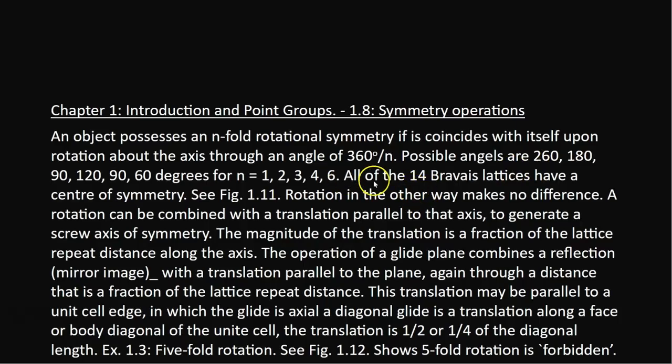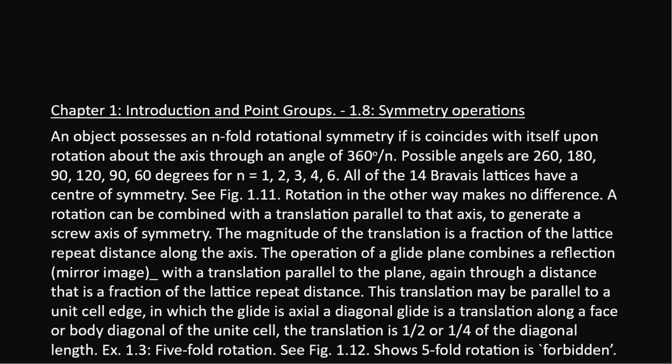All of the 14 Bragg lattices have a center of symmetry. See figure 1.11. Rotation in the other way makes no difference. A rotation can be combined with a translation parallel to the axis to generate the screw axis of symmetry. The magnitude of the translation is a fraction of the lattice repeat distance along the axis. The operation of the glide plane combines a reflection, a mirror image, with a translation parallel to the plane, again through a distance that is a fraction of the lattice repeat distance.